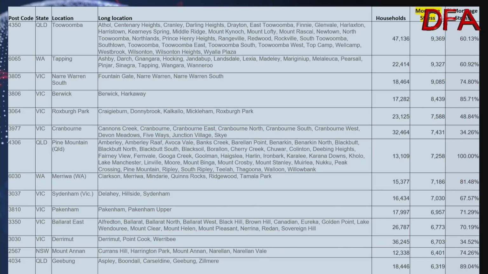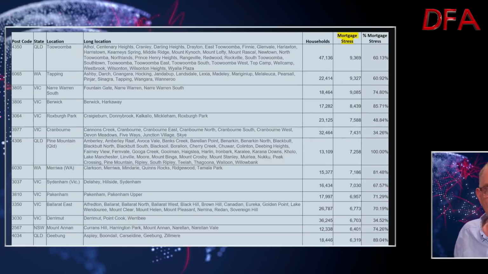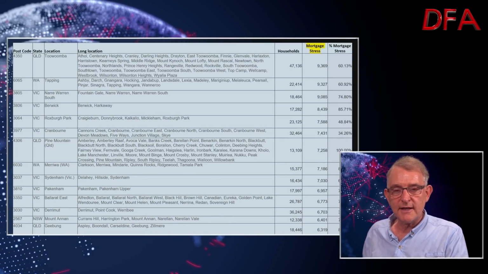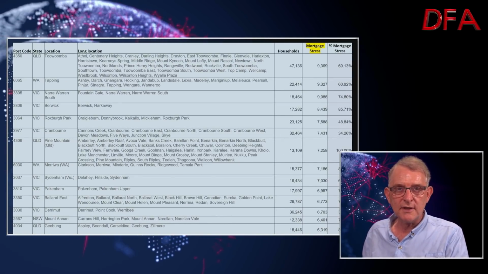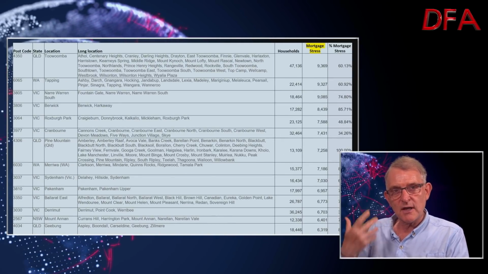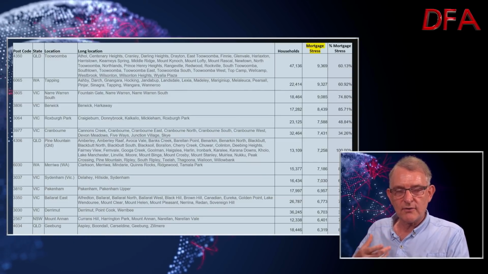Now, briefly, what I can then do is just go through the various postcodes. And I won't do this in detail because you can always look at it later if you want more detail. But it gives you a bit of a flavour of the types of areas where the mortgage stress is highest.